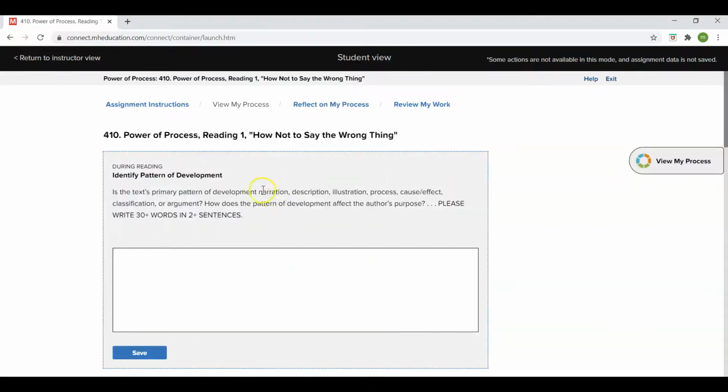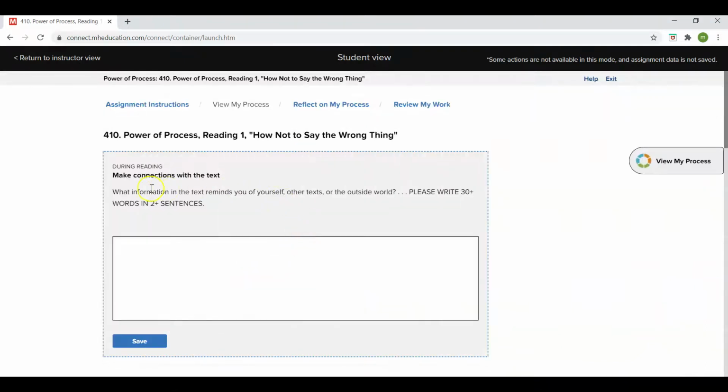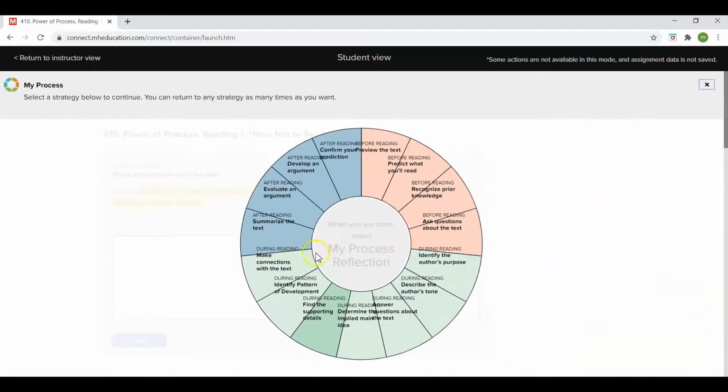Pattern of development, you'll say, what kind of pattern does it have? And although it is an opinion, you're going to prove it based on what you read. How does the pattern affect the author's purpose? What is the author's purpose? And again, there are sentence and word requirements on that, minimums. Make connections in the text. This one's pretty self-explanatory.